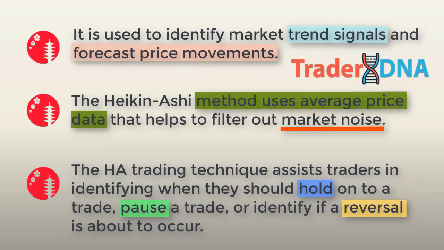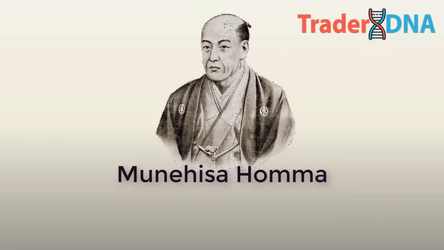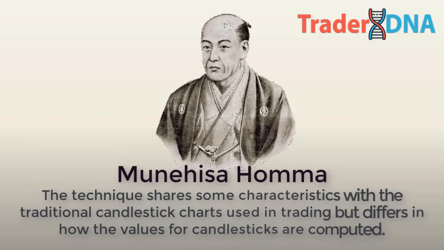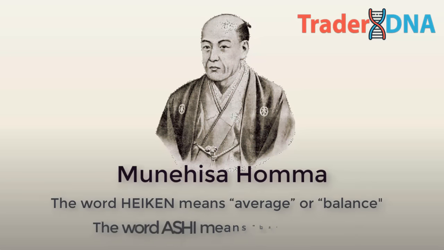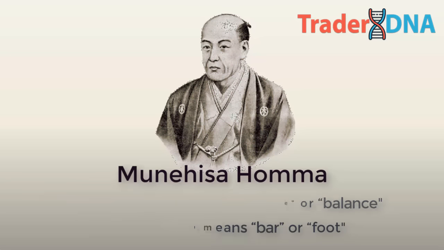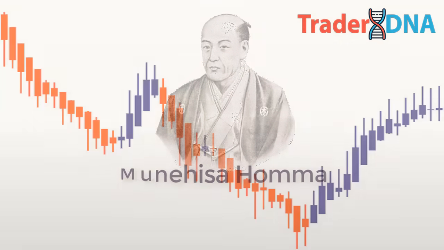The Heikin Ashi trading technique was developed by Munehisa Hama in the 1700s. The technique shares some characteristics with the traditional candlestick charts used in trading, but differs in how the values for candlesticks are computed. In Japan, the word Heikin means average or balance, and the word Ashi means bar or foot. Hence, Heikin Ashi means average bar, resonating with the trading technique, which uses the average price of the security.